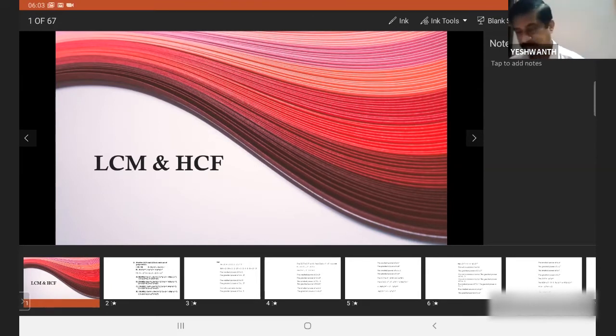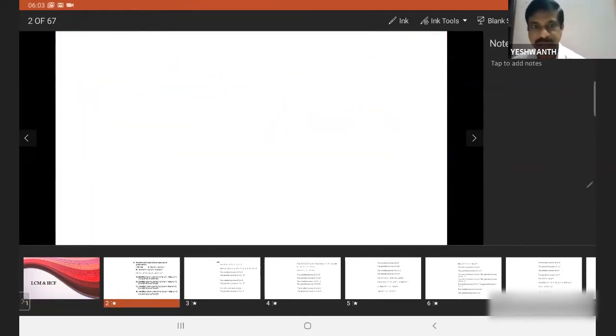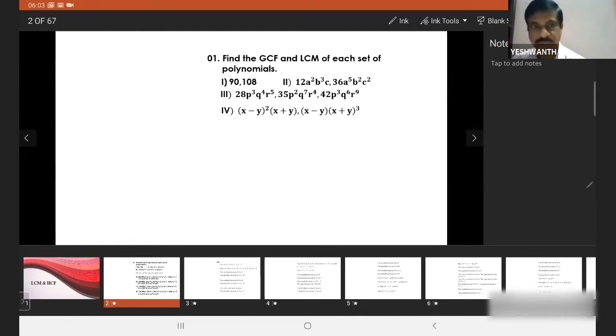We are going to start a new chapter, that is LCM and HCF. So let's go to the chapter. I think you all know what LCM is, least common multiple, and HCF is highest common factor. So now look at this question. Find the GCF and LCM of each set of polynomials.